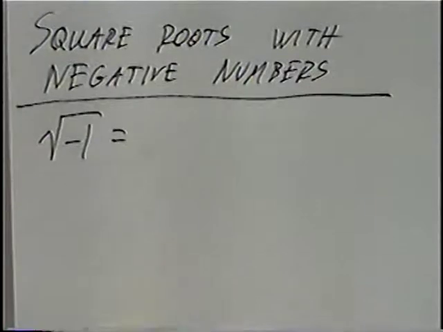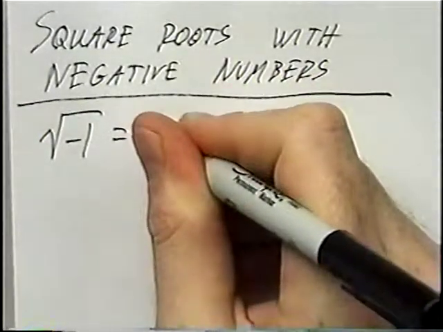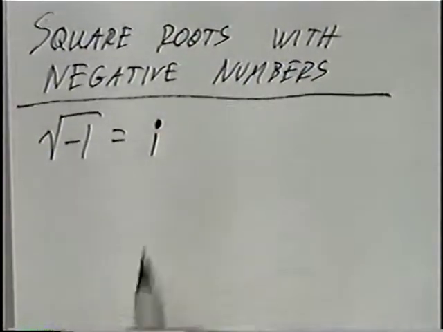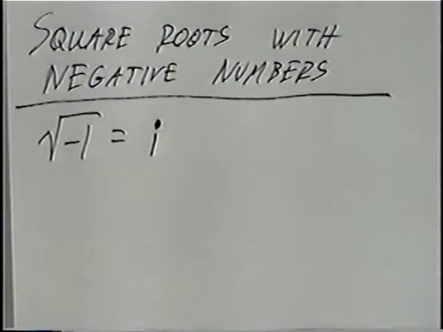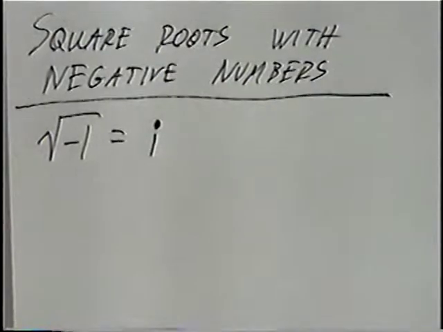There is no number times itself that equals negative 1. So a new definition that we'll use, a new variable, letter i, will be an imaginary number. i will stand for the square root of negative 1. In other words, i times i would be negative 1.